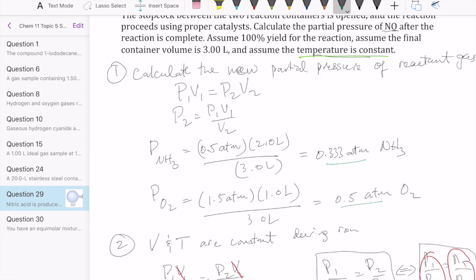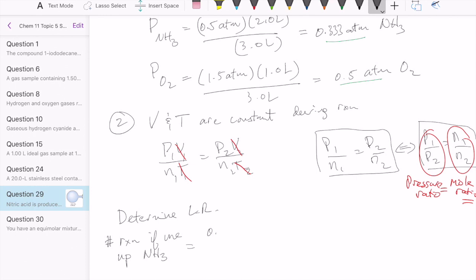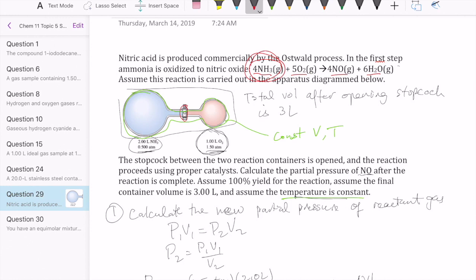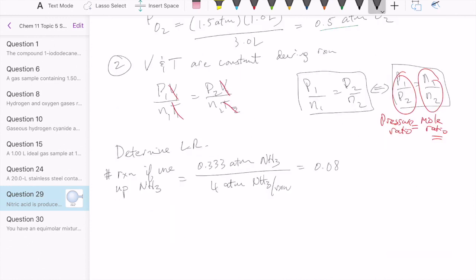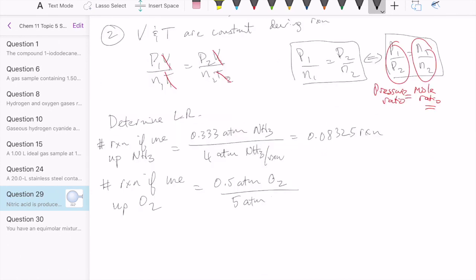So what I need to figure out first is which of these two is my limiting reactant. Let's determine the limiting reactant. We can do this by taking each gas reactant and dividing it by its coefficient, because the coefficient now represents pressure as well. First, we start with NH3. We start with 0.333 atm NH3, and we go back to our equation. The equation says we're going to use 4 atm of NH3 per reaction, and that gives us 0.08325 reaction. Then let's take a look at oxygen. The oxygen was 0.5 atmosphere, and the coefficient for oxygen in our equation is 5 atmosphere per reaction, and that gives us 0.1 reaction. So NH3 is our limiting reactant.